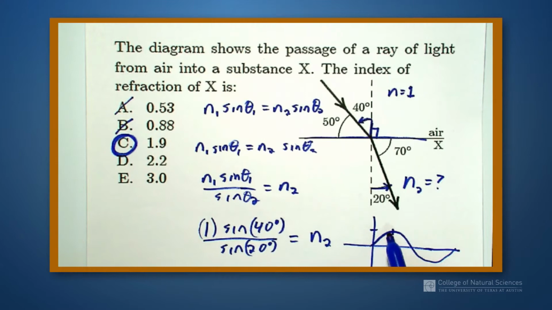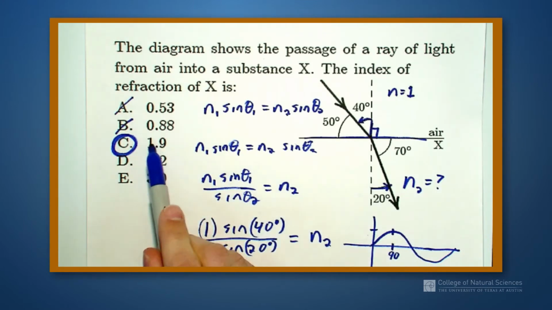As I get further up, even though I doubled the angle, I'm not doubling how much the sine goes. It gets a little bit less of it. So I think the angle is twice as much. The sine of the angle is going to be a little bit less than twice as much. So 1.9 is the value.